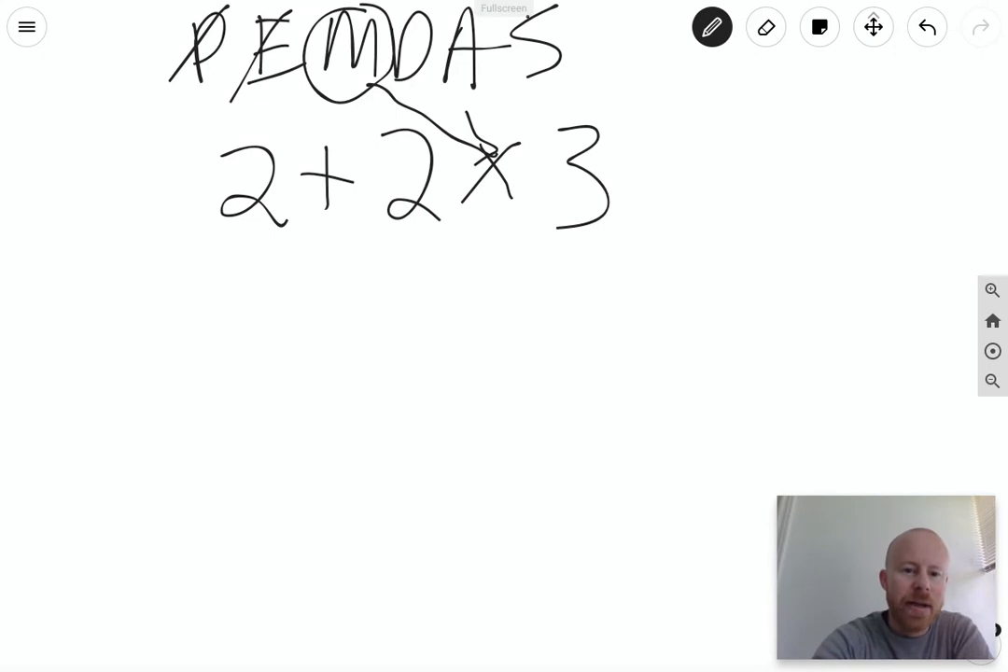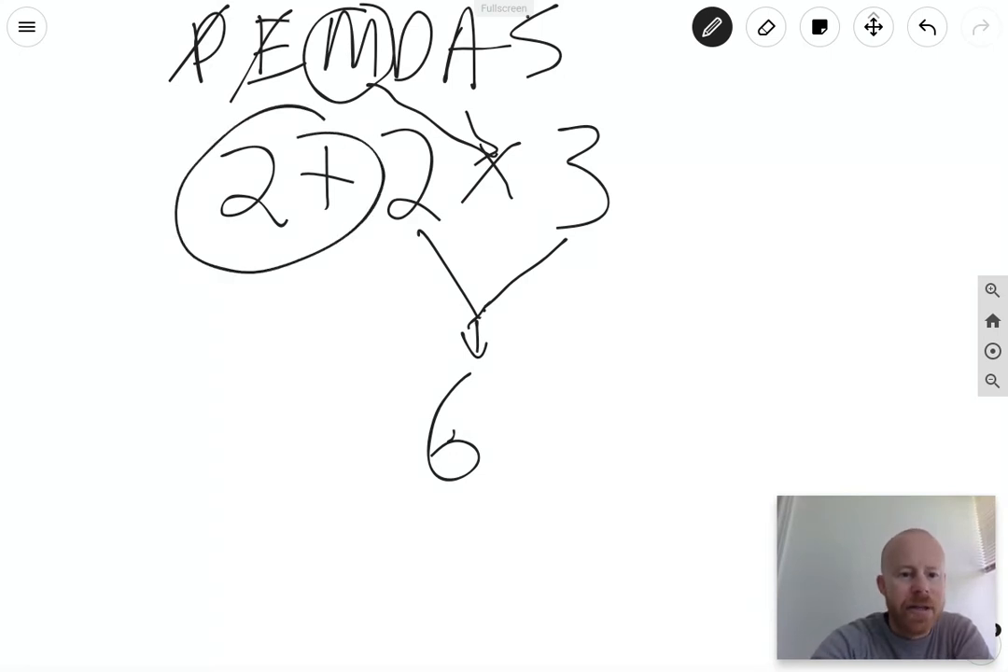2 times 3 first. And usually when I solve these, I kind of put little arrows down here. So we got a little arrow goes down there. And then 2 times 3 is 6. And then all I do is I bring down my other operation right there. So now I have 2 plus 6. And after 2 plus 6, I would know the answer is 8.